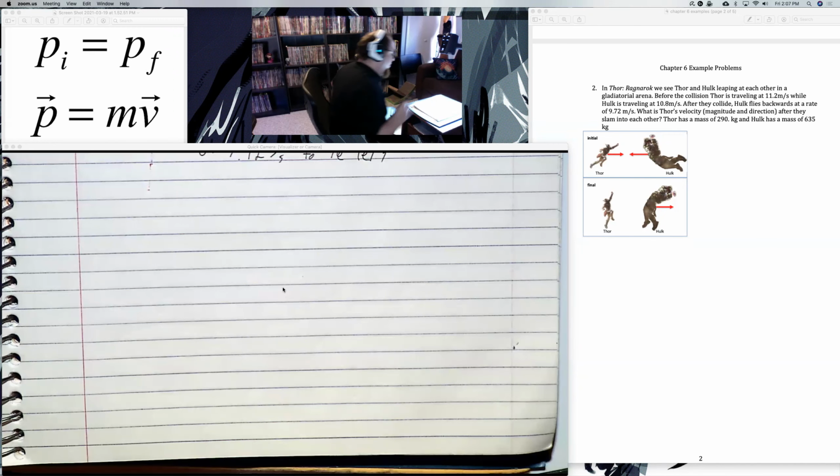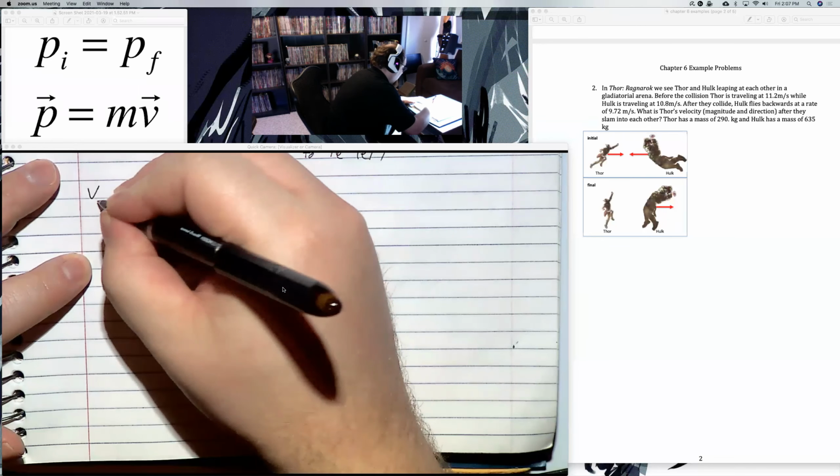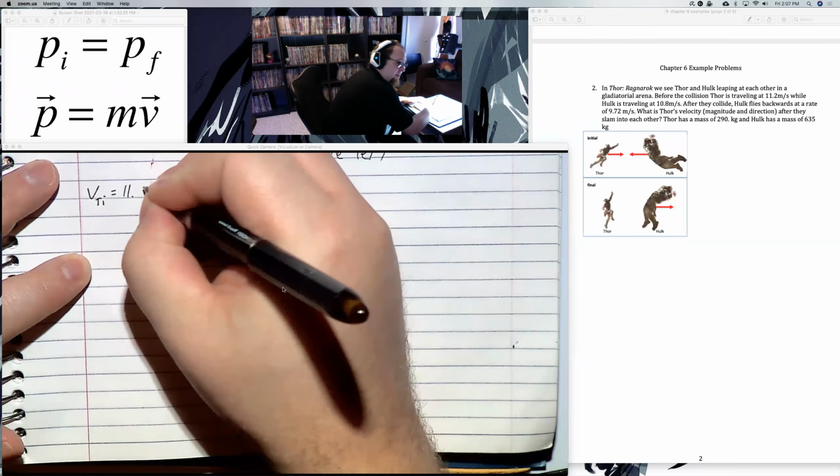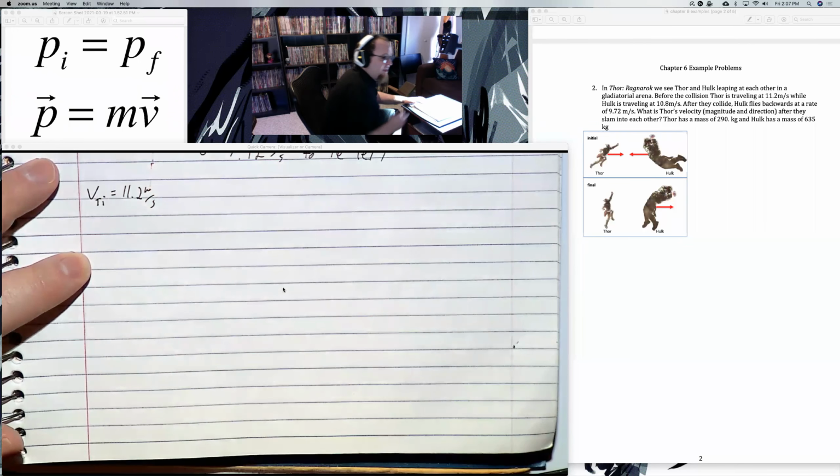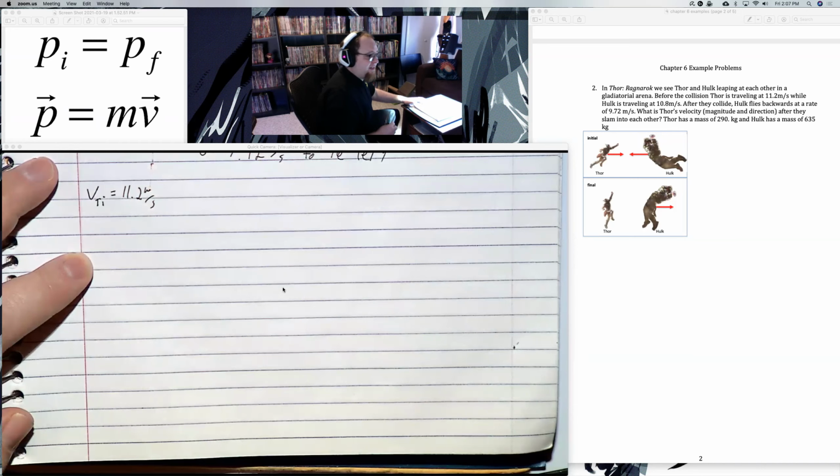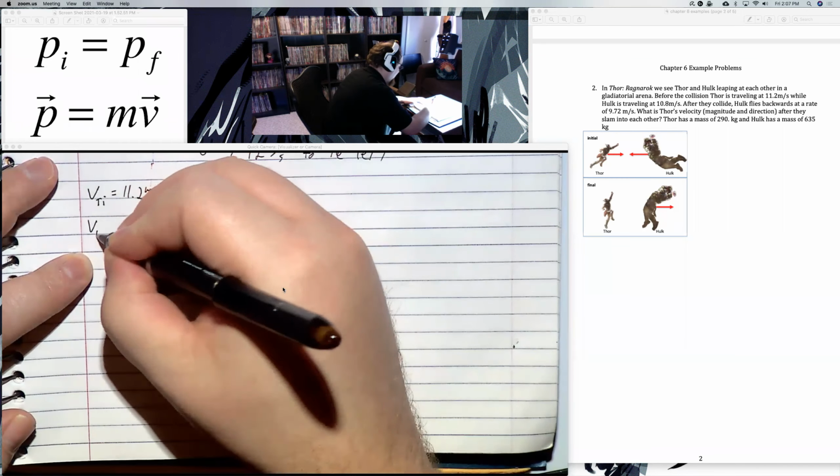Anyways, what I say here is in Thor Ragnarok, Thor and Hulk leap at each other in an arena. Before the collision, Thor is traveling at 11.2 meters per second. So velocity of Thor initial is 11.2 meters per second. And meanwhile, Hulk is traveling at 10.8 meters per second.